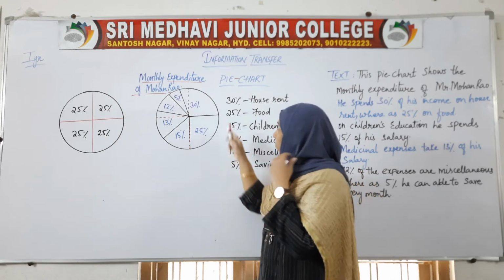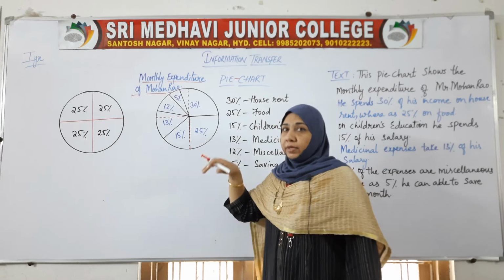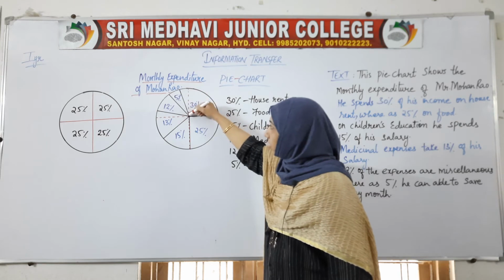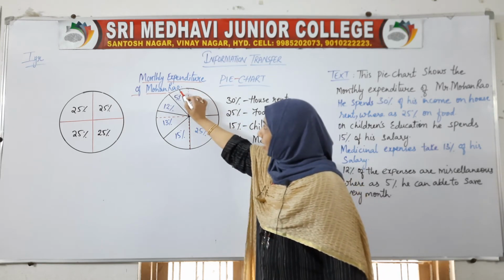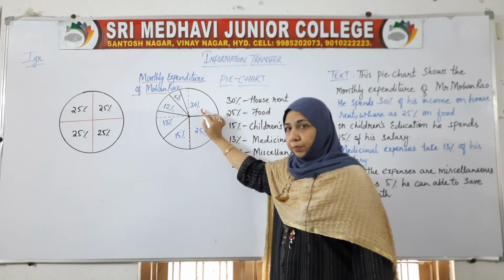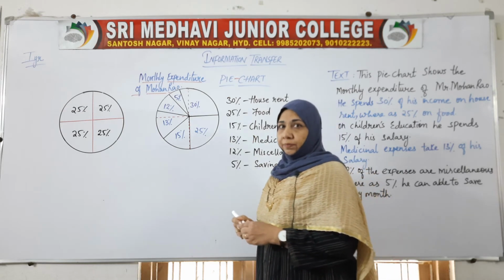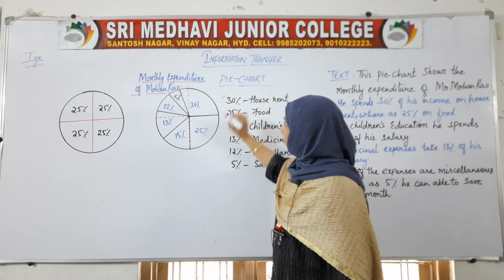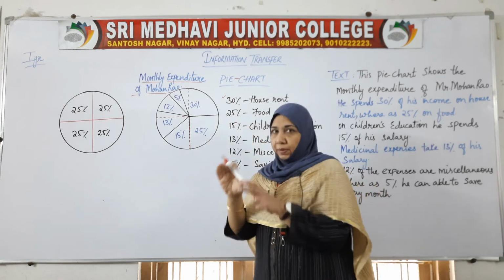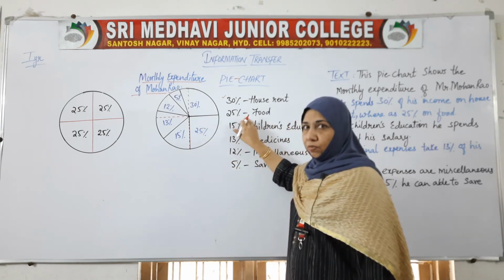We have 30% for the house rent. 30 means here we are getting 25, this is the dotted line for 25. A little bit more I have taken to make sure that this becomes 30%. Okay, 30% is the house rent. Next is 25% on food. You can take one of the pie parts and mention 25% for the food.